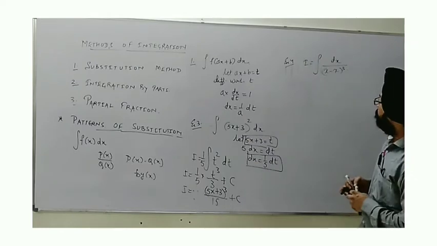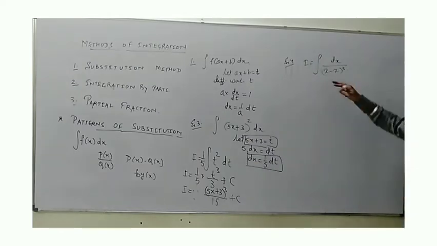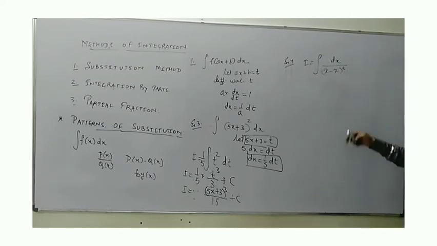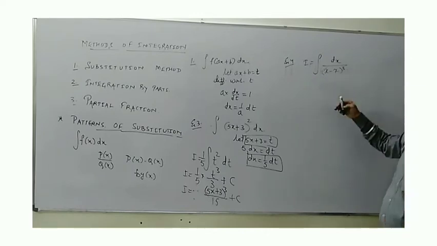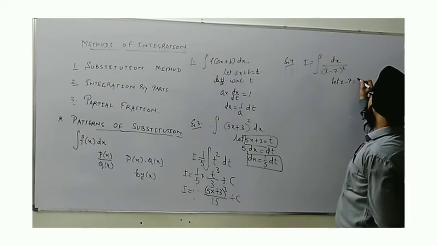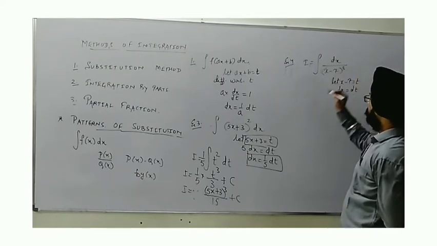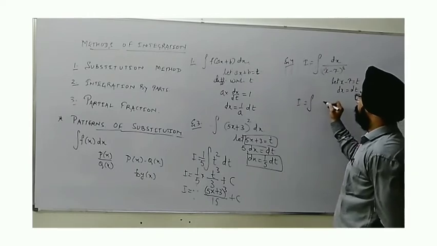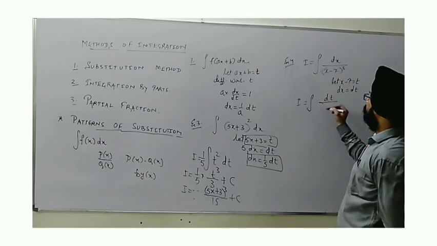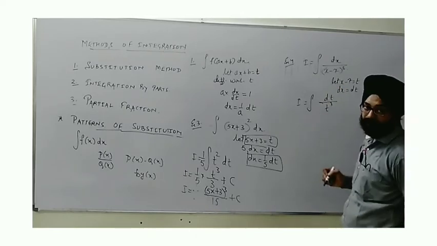Okay. Now, in this question I have taken I is equal to integration dx upon x minus 7 the whole cube. What to do? It's again a linear polynomial. So we need to write here, let x minus 7 equal to t. So we find dx is equal to dt. So we can say the integration is of dt in place of dx, and this linear polynomial we will write as t raised to the power 3.